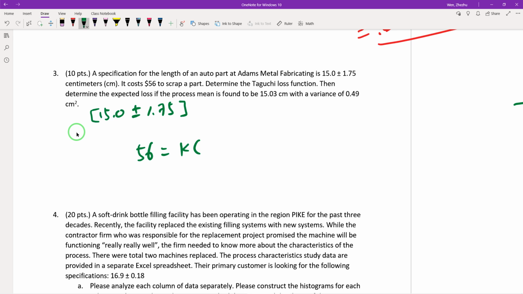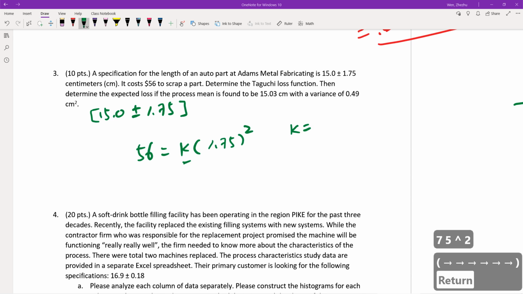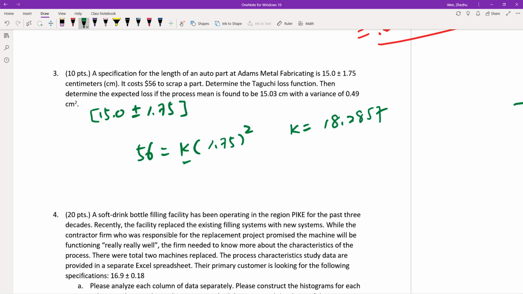So we need to get the K first, right? So it's going to be the deviation. Your deviation here in this case is 1.75 squared. So what is the value of K? Okay, I think it's going to be 18,2857. So with this K provided, then you can obtain the potential loss, the expected loss of the system.